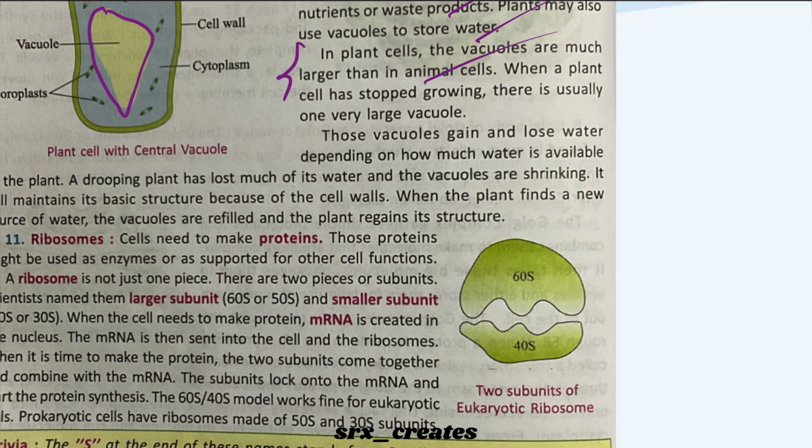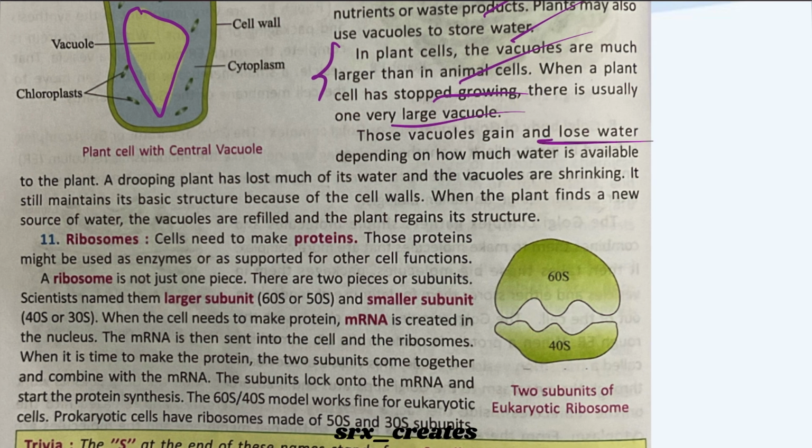See, I have told you, when a plant cell has stopped growing, there is usually one very large vacuole. Those vacuoles gain or lose water depending on how much water is available to the plant. A drooping plant has lost much of its water, so the vacuoles are shrinking. Means when the water is less in the plant body, it will shrink, and when the water is there in a good quantity, it will not shrink.